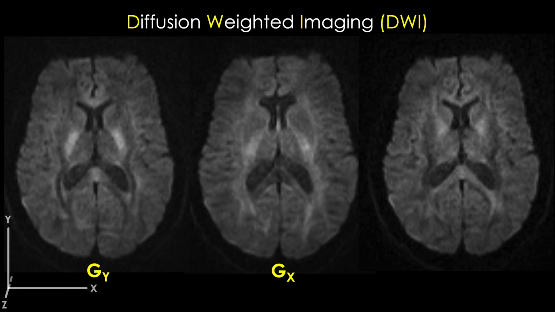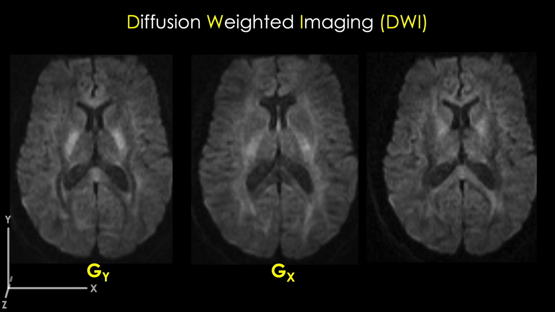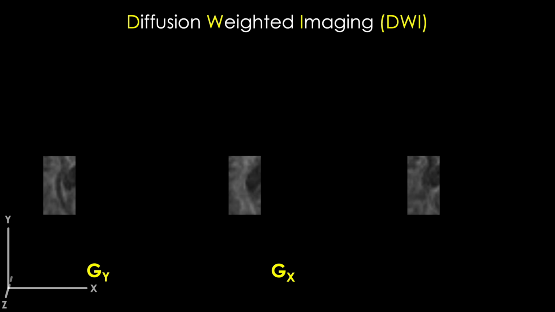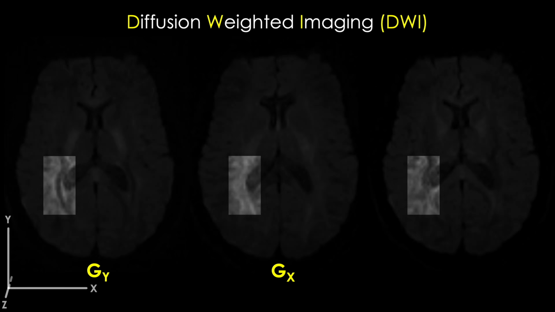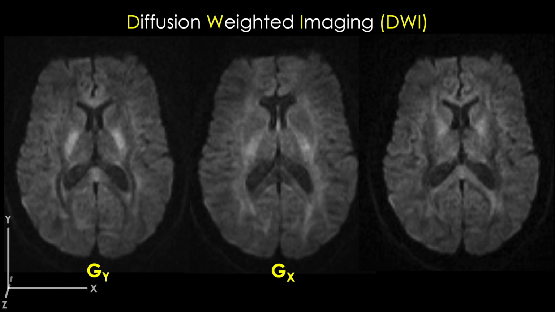That's right, the picture on the left. If we zoom in and compare this region, you can see there's a pretty striking band of signal loss here along the optic nerve tract. And finally, by process of elimination, you can guess that the image on the right is the one we generated after applying our diffusion gradient across the z-axis.